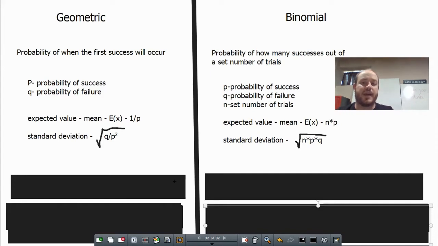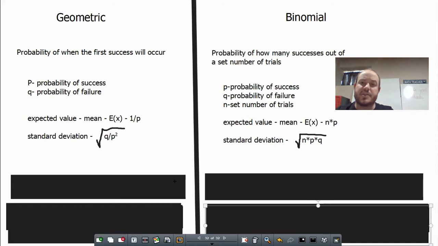The way that we find that is just n times p, where n is your set number of trials, and p is the probability of success. Remember, for both geometric and binomial, we're always going to use the decimal form of your probability of success or failure. So if there's a 52% chance of success, then your p-value would be 0.52.